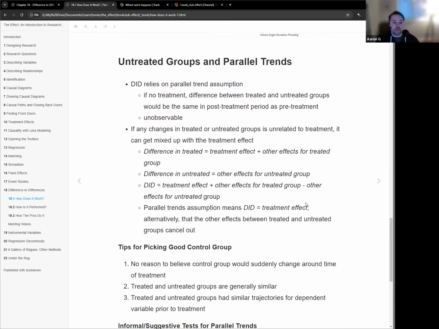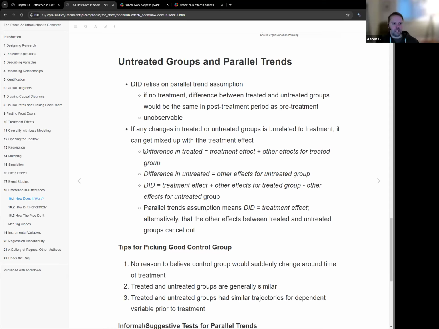One of the big assumptions for DID to work is what's called the parallel trend assumption, which basically says the difference between the treated and untreated groups would be the same post-treatment if no treatment had occurred. It's not something that we can actually observe directly, but it is an assumption. And so one of the interesting things with difference and differences is, it can measure some noise, as we would expect in any sort of statistical procedure, right?